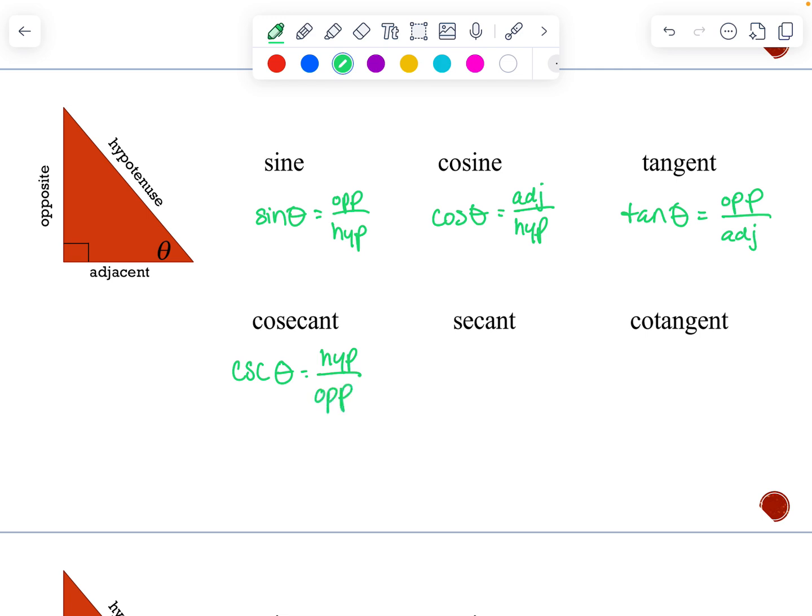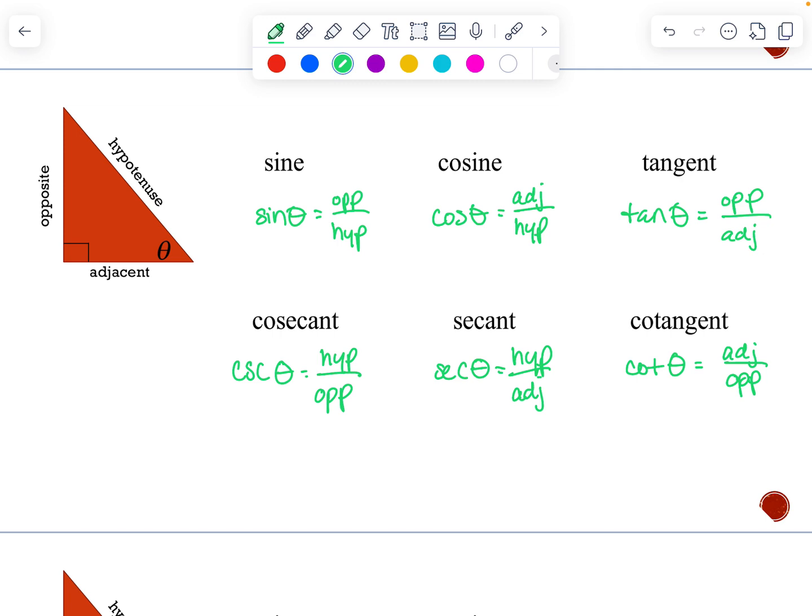Okay, secant, which we're going to abbreviate with the letters SEC. Secant of my angle theta is going to be the reciprocal ratio of cosine. So if cosine is my adjacent over my hypotenuse, that means secant of my angle theta is going to be my hypotenuse over my adjacent side. And then similarly, cotangent is going to be the reciprocal ratio of my tangent function. So cotangent, we're going to abbreviate COT. And if tangent is the opposite over adjacent, cotangent then is my adjacent over my opposite.